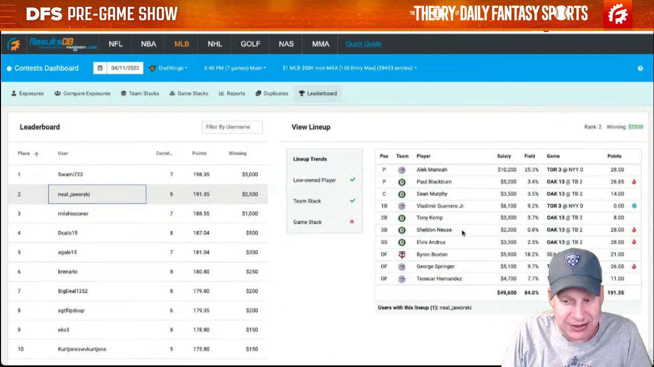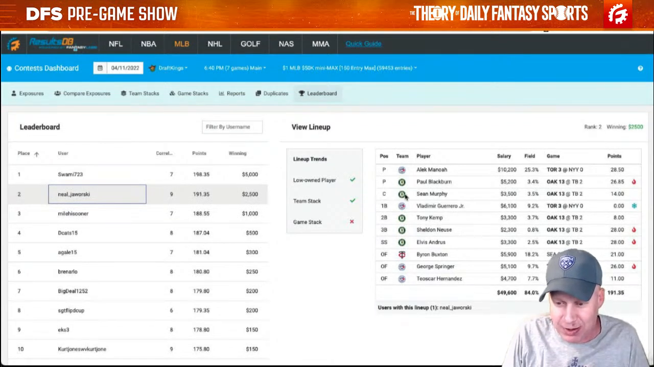I mean, come on, it's not really that complicated, right? 1, 2, 3, 4, 3, 1. There you go. And with Alec Manoah, Paul Blackburn at 3%. Right? With the thing that people don't realize a lot of times when transitioning from NBA to MLB.